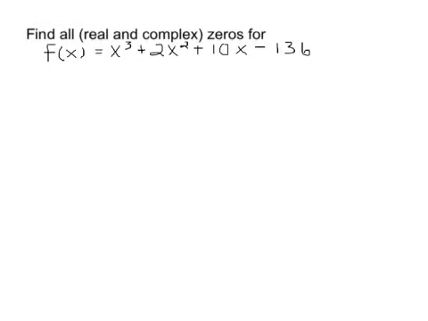In this problem, we're asked to find all zeros for this given polynomial. And when we say all zeros, we mean the real zeros as well as the complex zeros. Now, we're not given any other information to go on, so in order to start the process, we really could use some help in finding at least one real zero.